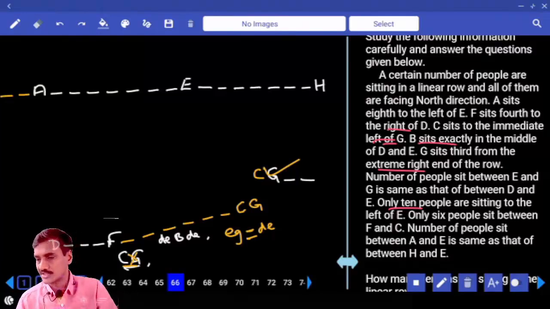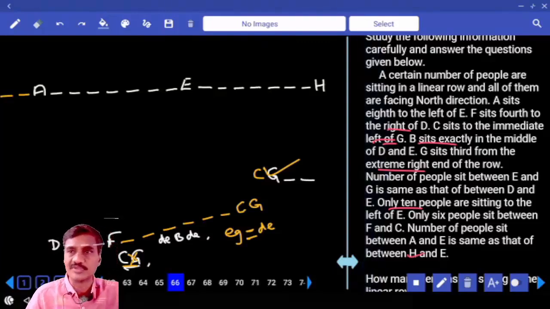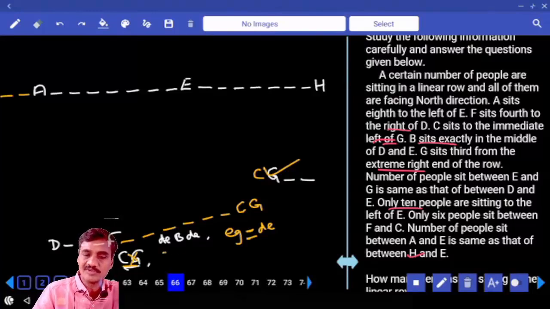And next one, number of people between A and E equals to H and E. A కి E కి మంది ఎంతమంది? ఇదే అయిపోయింది ఆల్రెడీ ఇన్ఫర్మేషన్. Now this is what the information we have. And B is exactly between D and E కదా. As B is exactly between D and E, now we need to find out where this D is. Can we have B at this place? B ఎక్కడ ఉండాలి చెప్పండి?